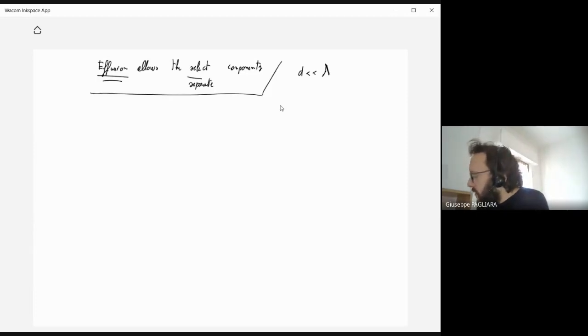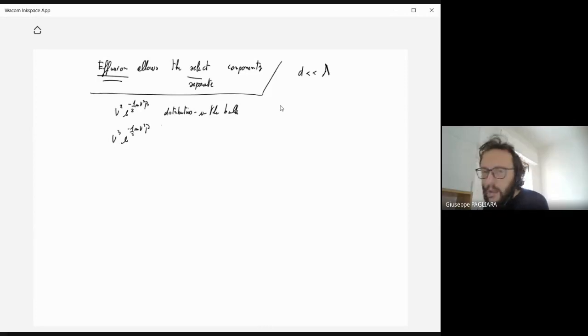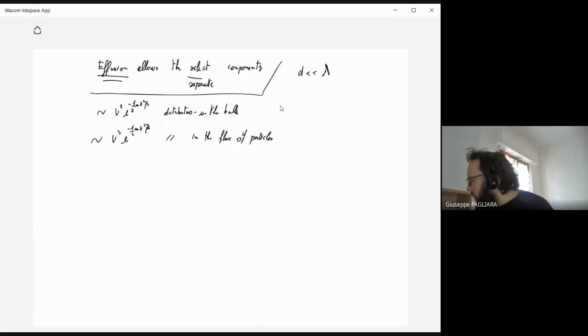Remember that you have a v squared times the exponential of minus the kinetic energy times beta in the bulk. So this is the distribution in the bulk. Whereas in the streaming out particles, the distribution is a little bit different. There is an additional power of velocity, v cubed. Okay, so that's just the difference in the distribution in the flux of particles streaming out.